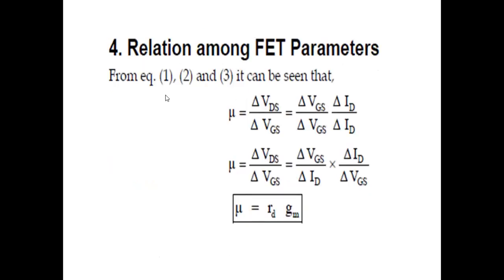So the relation between them is mu equal to delta VDS by delta VGS, which is delta VDS by delta ID into delta ID by delta VGS. So mu equal to RD into GM. Generally mu equal to GM RD.